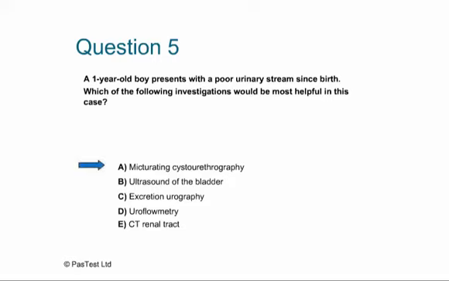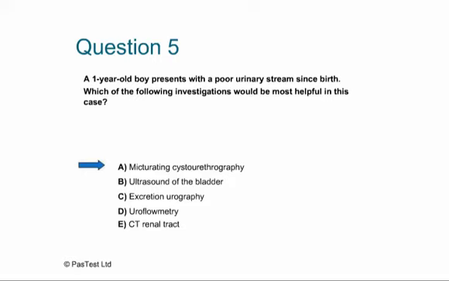MCUG is the most appropriate, most helpful investigation in these circumstances. This is because a 1-year-old boy who presents with a poor urinary stream since birth is most likely to have posterior urethral valves, and this is a condition that's diagnosed either by an MCUG or by cystoscopy.